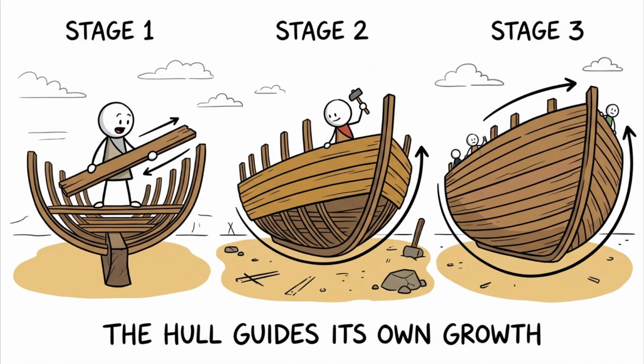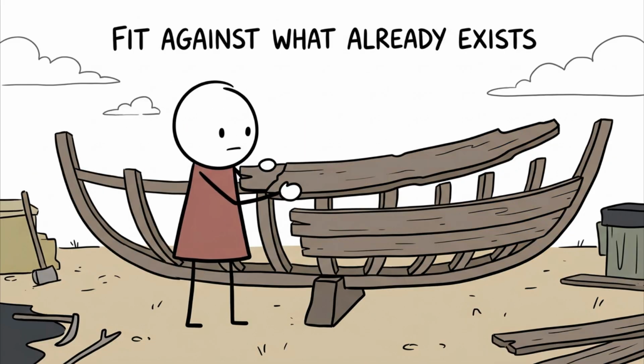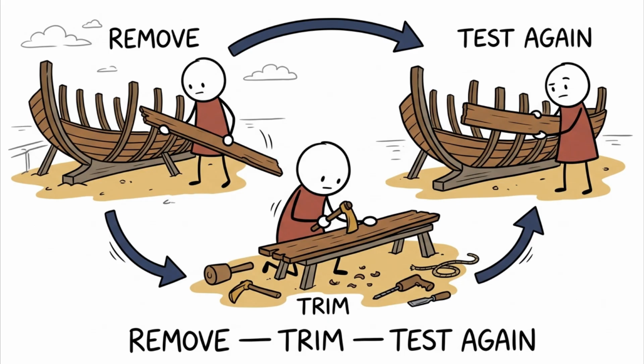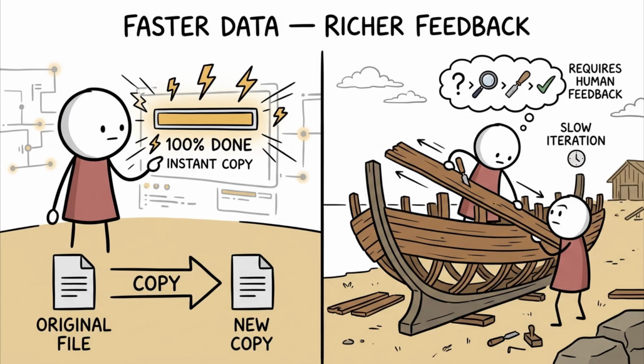It changes the problem completely because the hull becomes its own growing template. Each new plank is fitted against something that already physically exists. Its edge can be marked directly from the neighboring plank. Remove the plank, trim it, return it, and test the fit again. The process is slower than copying a digital file, but extraordinarily informative.